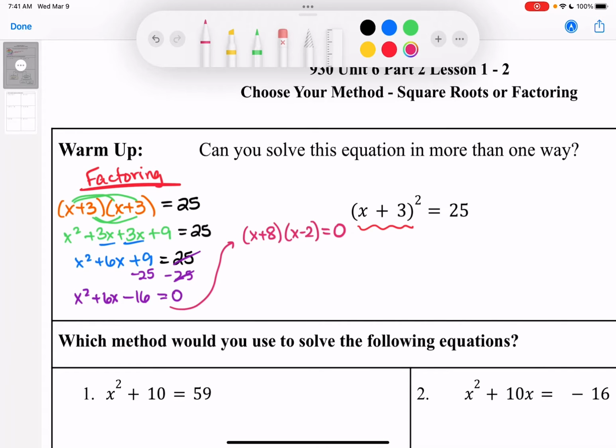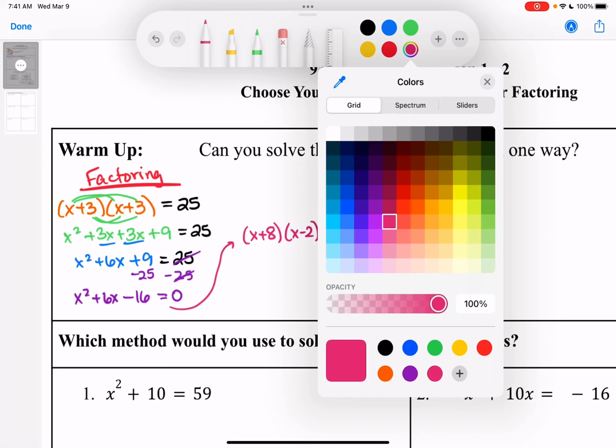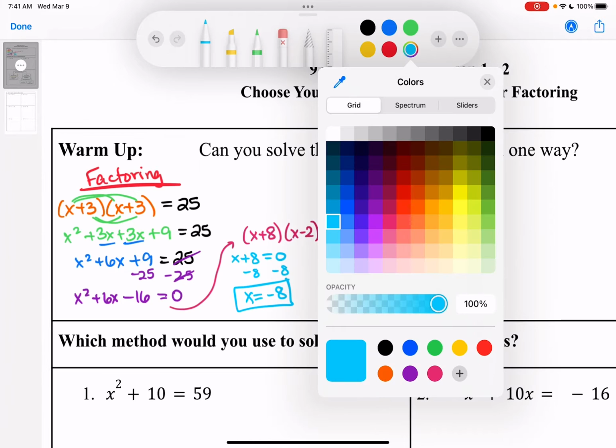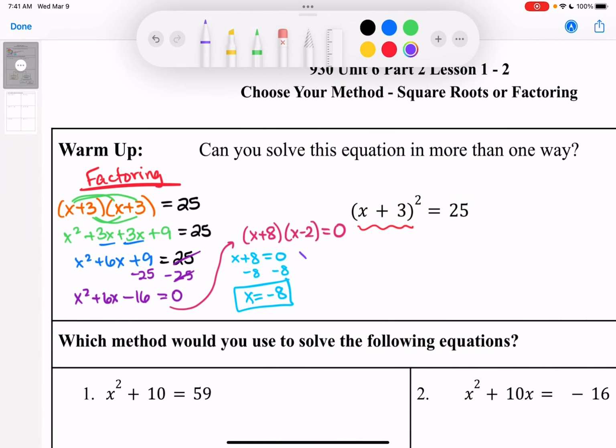And then I take each set of parentheses like we learned yesterday, and I make each one equal 0. So I have x plus 8 equals 0. And then I subtract 8 from both sides, and I get x equals negative 8 as one of my solutions. And then I go to my other parentheses, and I set x minus 2 equal to 0. And I add 2 to both sides, and I get x equals positive 2 as my other answer. Now, that was quite a bit of work, but I'm sure that one was the one that popped into your head first, because that's what we just did yesterday.